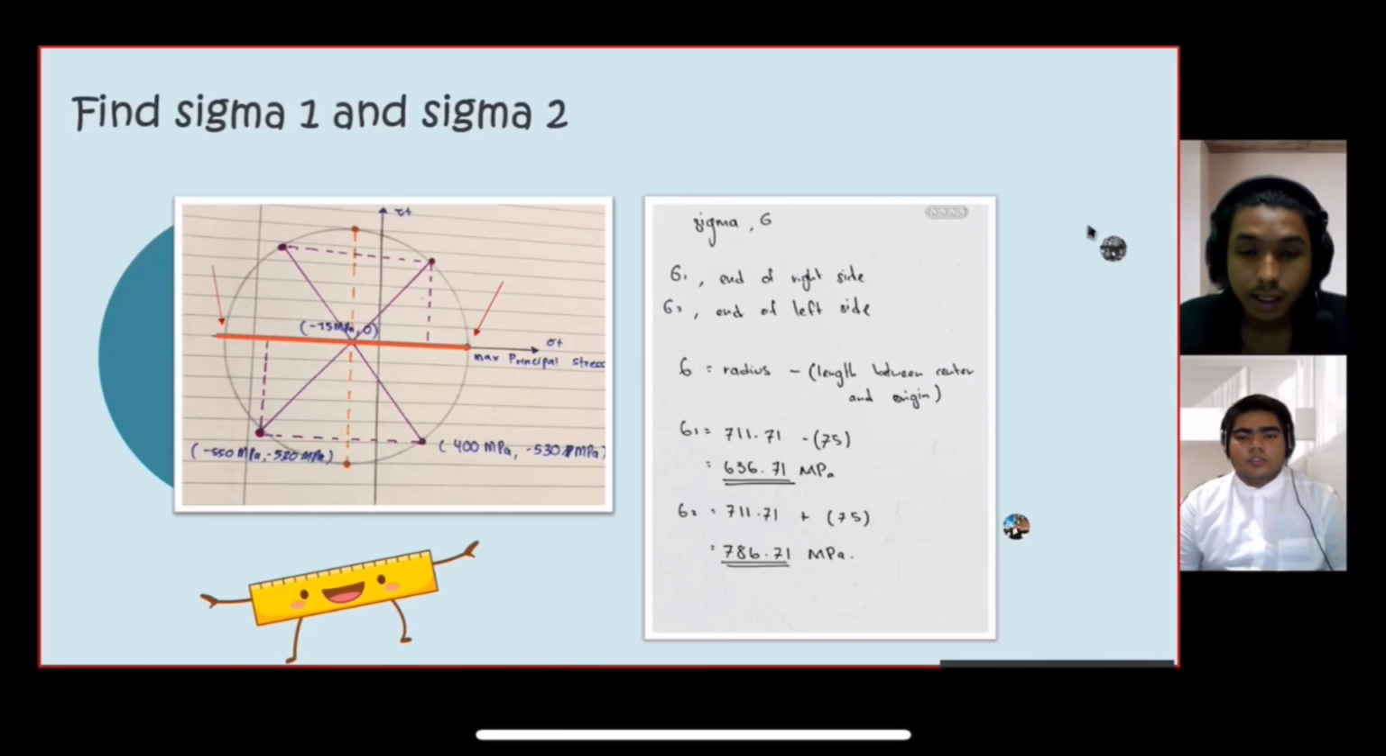So sigma 1 is on the right side because it is positive, so we need to subtract, while sigma 2 is on the left side, so we need to add 75.